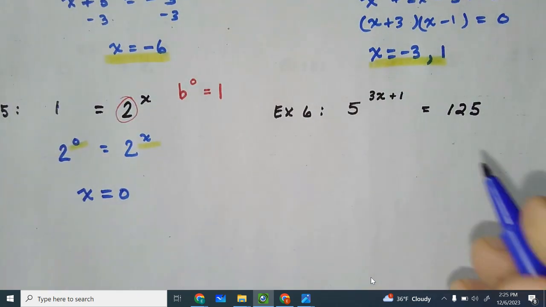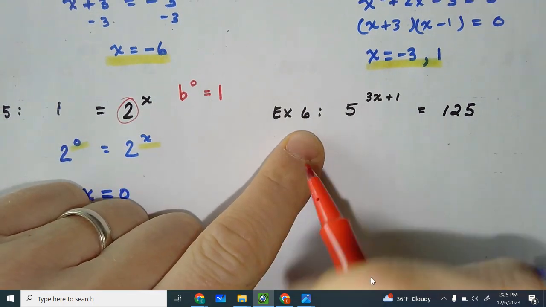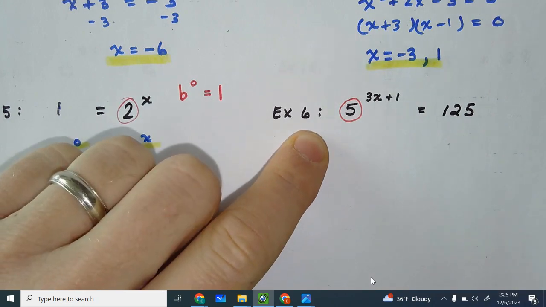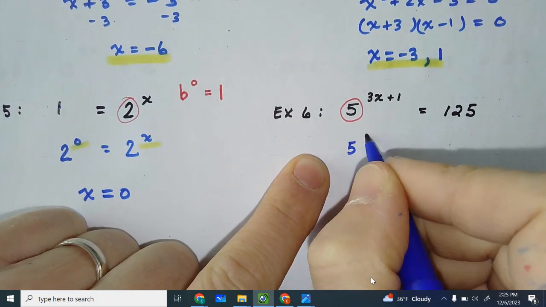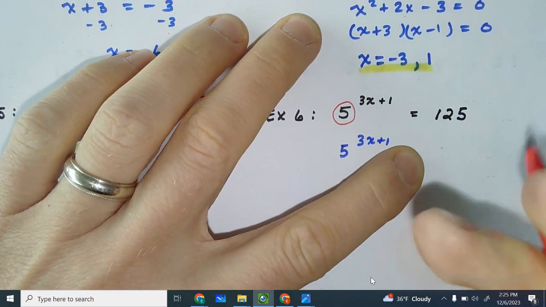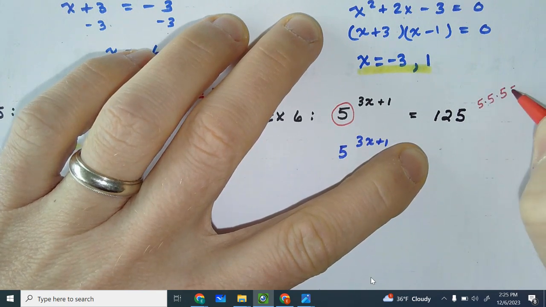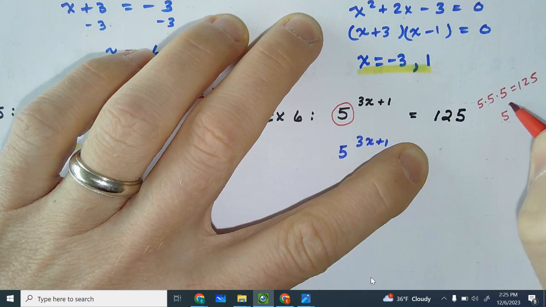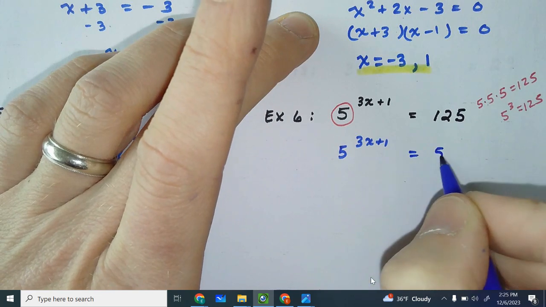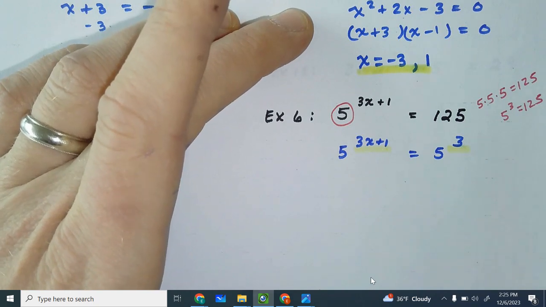Okay. One more right here, number 6. We see a 5 in the base. So we think 125. How do I write that as 5 to a power? Well, 125 is 5 times 5 is 25 times 5 is 125. So 5 to the 3rd power is 125. So now this is equal to this.